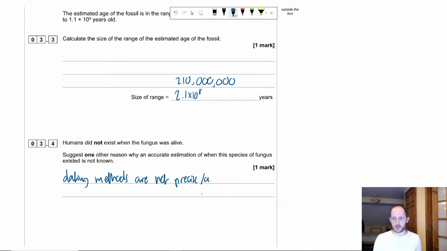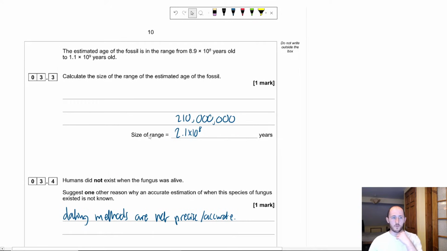Or accurate, you can use either word in this particular case. But you can also say some other things. For example, and this is a constant worry for archaeologists, we just may not have found a fossil that's older than this. So it says it lived from, let's say, 1.1 billion years ago. But we could find a fossil in 100 years that's 1.2 billion years old. Or 10 billion years old. The problem is we'll never know when we find the oldest possible fossil, so we can never actually pinpoint that.